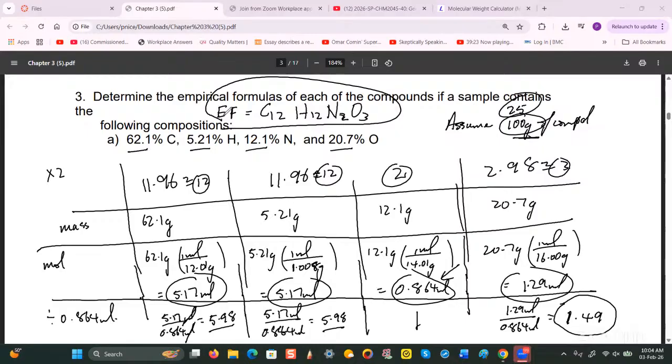All right. So that's a typical empirical formula type of question. Very typical. All right. Okay. Any questions about this? Any questions out there in Zoom?